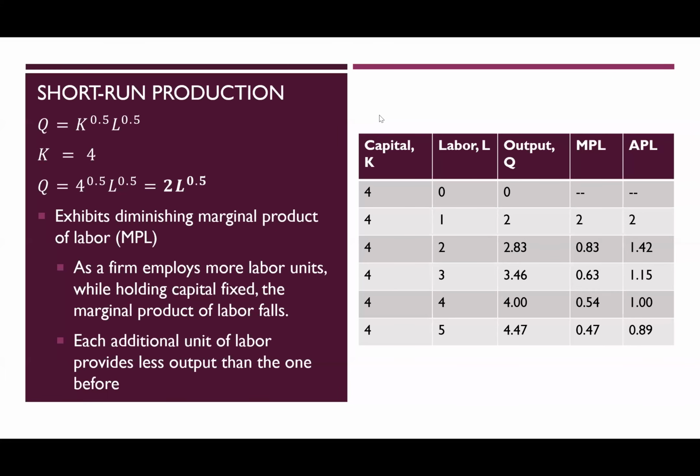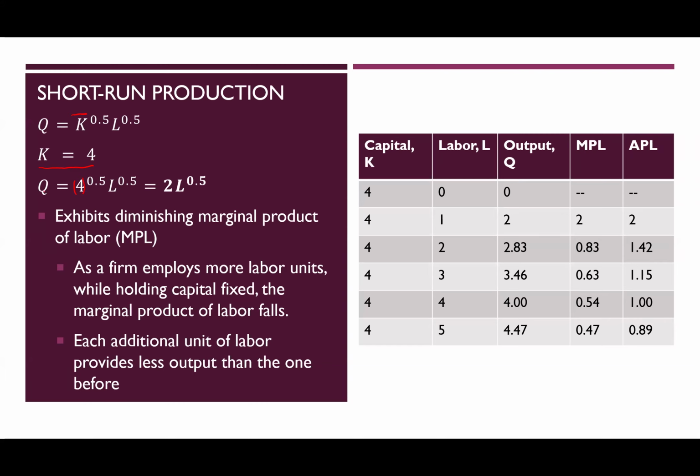Now we're turning to short run production. So I've included here on this slide an example production function for us. We have output, quantity of output, equal to K to the 1/2 power times L to the 1/2 power. And because we're looking in the short run, capital is going to be held constant, right? It's fixed. So we're going to say that capital is constant at 4 units, whatever that might be. And we're going to substitute that into our production function.